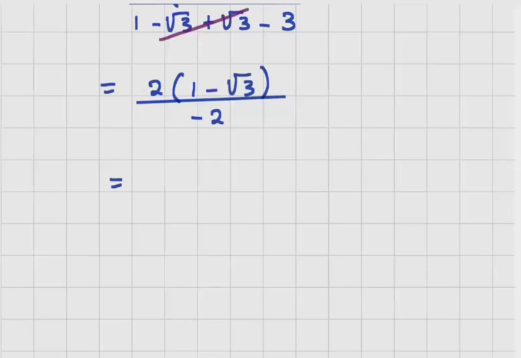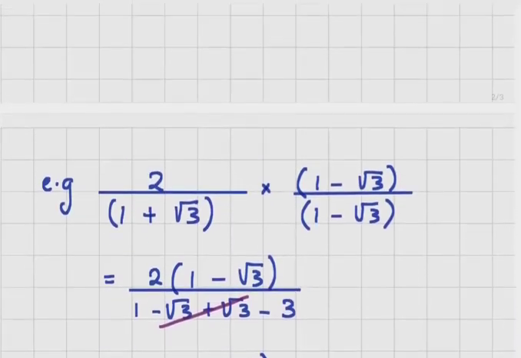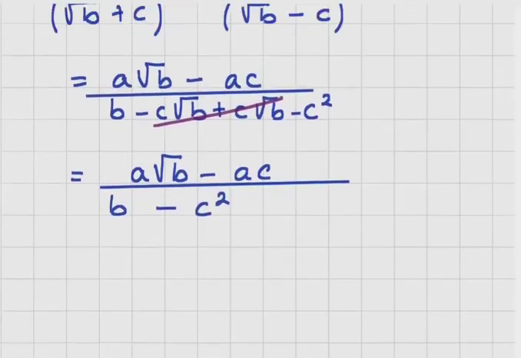So I'm going to divide our 2 by negative 2. That's a negative 1. So I have a negative 1 remaining, and then I still have my bracket, 1 minus root 3. Which, if I want to, we could expand this and write our solution as negative 1 plus root 3. Or you could write it as root 3 minus 1. It's exactly the same. So this is the process of rationalizing the denominator.